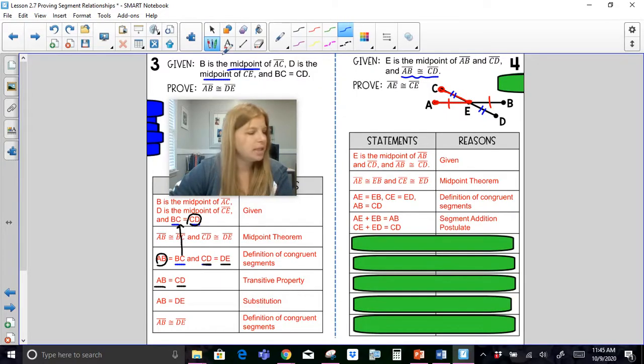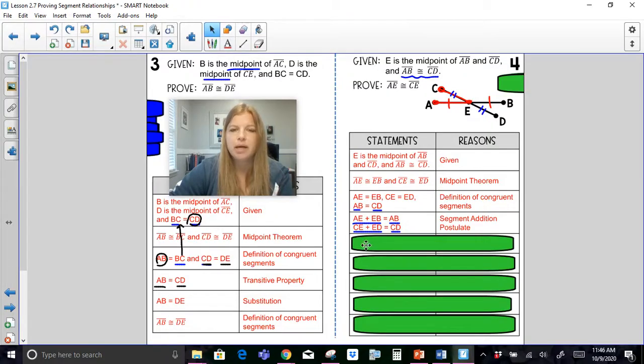But also notice it says that AB is equal to CD. And notice I now say that AB is equal to all of this and CD is equal to all of this. So that could be a possible next statement: AE plus EB is equal to CE plus ED, and that would be my substitution. I'm substituting everything I know that's equal to AB, set equal to everything I know that's equal to CD.